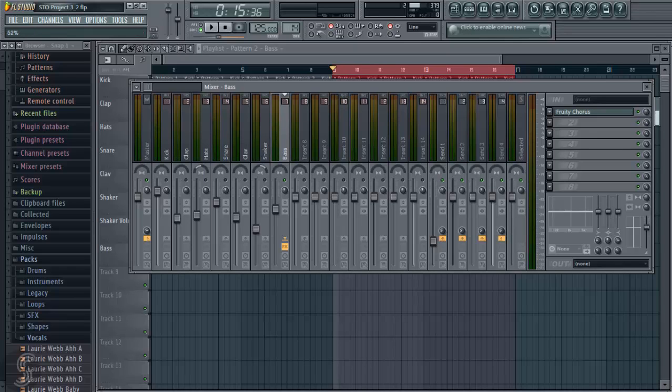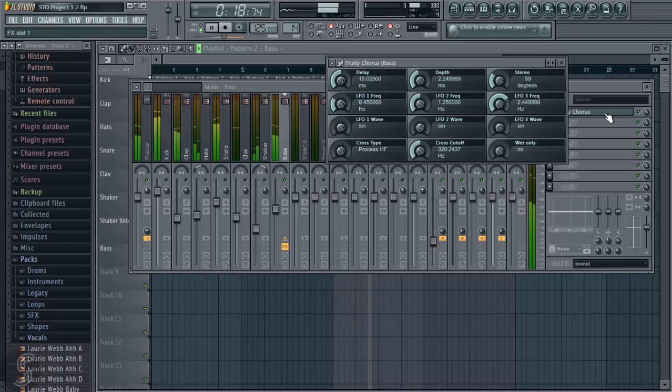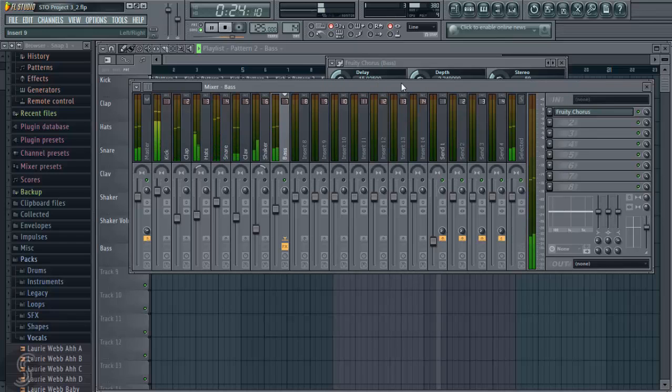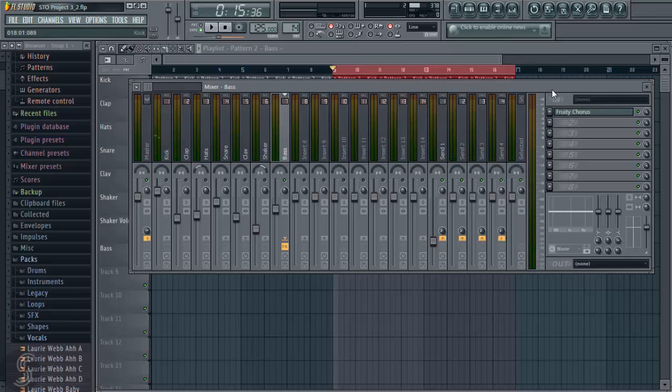If I go 50-50, we're still hearing a lot of the original sound, but we're also hearing a little bit of the wet effect. Let's go to 75% wet. We're hearing more of the wet effect, and then back up to 100. So that's an example of an insert effect.